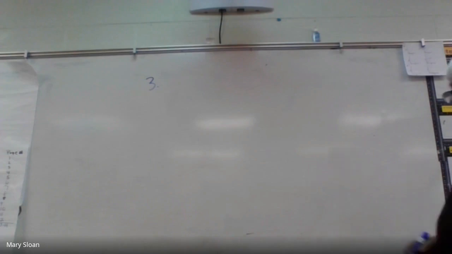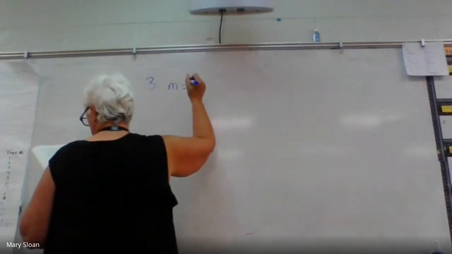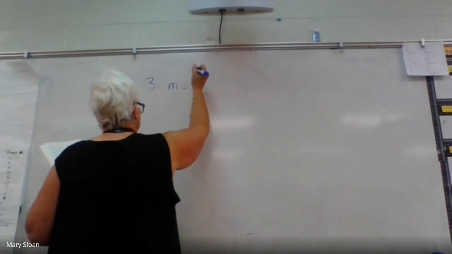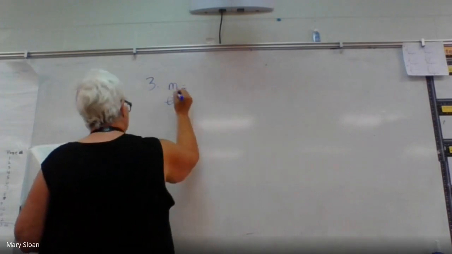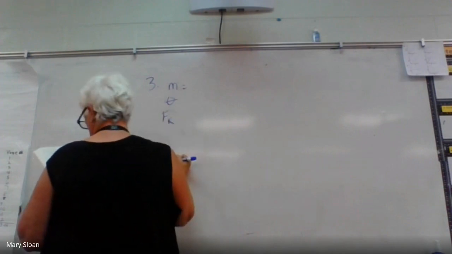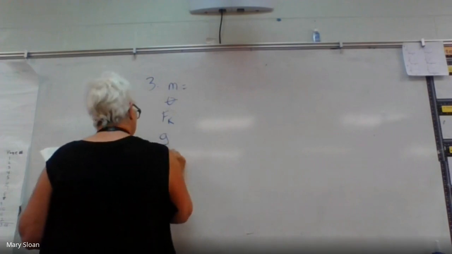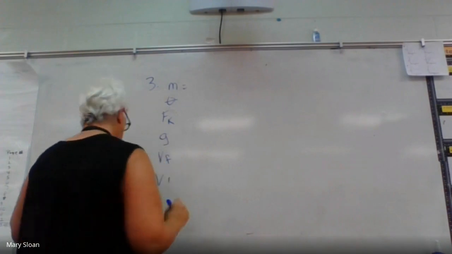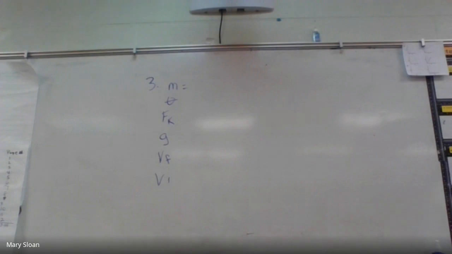Okay, so what variables do we have? What is our M? 2.1 times 10 to the. Uh-huh. No. What is our angle? What is our force kinetic? What is gravity? What is velocity final? And what is velocity initial? Okay? We got all that. Find the variables.